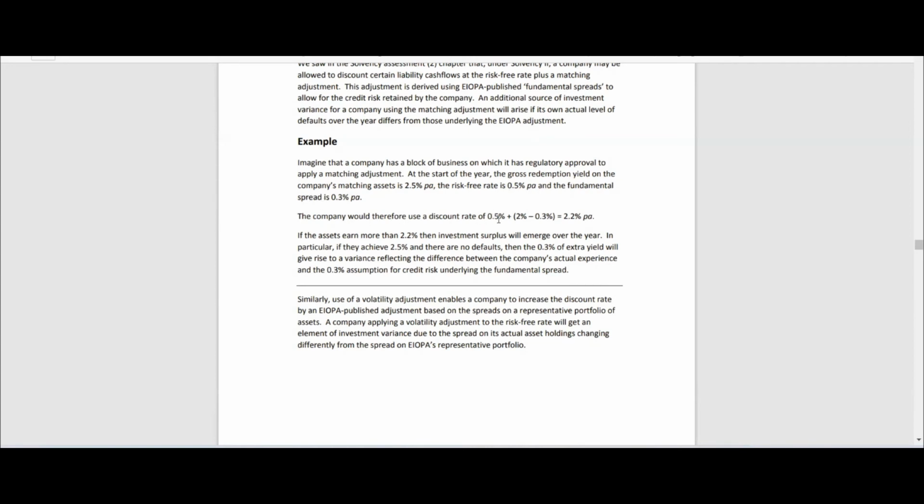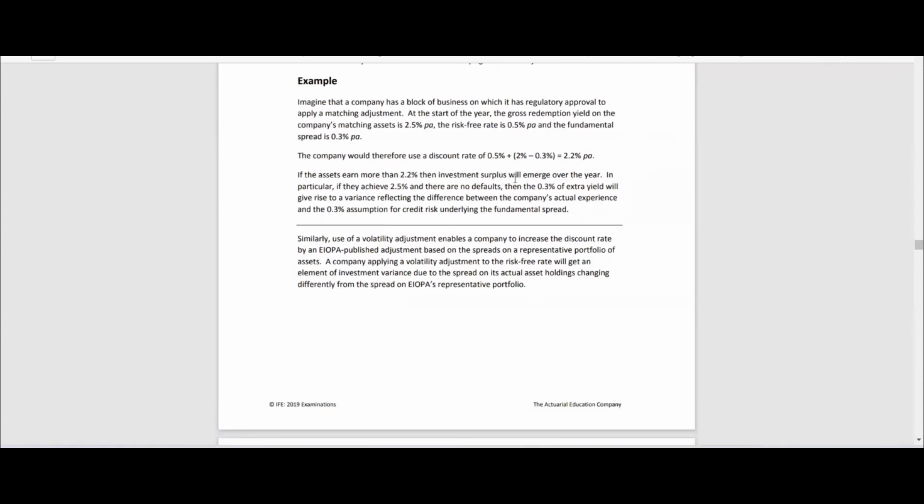So this is that CAPM model: 0.5%, which is the risk-free rate, and then 2%, which is the market premium or market rate. I mean the extra risk or the extra return. Then from that the 0.3% spread is subtracted. So market premium minus the spread. Spread is usually for the default risk, so we get that 2.2%. If the asset earned more than 2.2%, then investment surplus will emerge over the year. In particular, if they achieve 2.5% and there are no defaults, then 0.3% of extra yield will give rise to variance, reflecting the difference between the company's actual experience, and 3% would be credit risk for the fundamental spread.